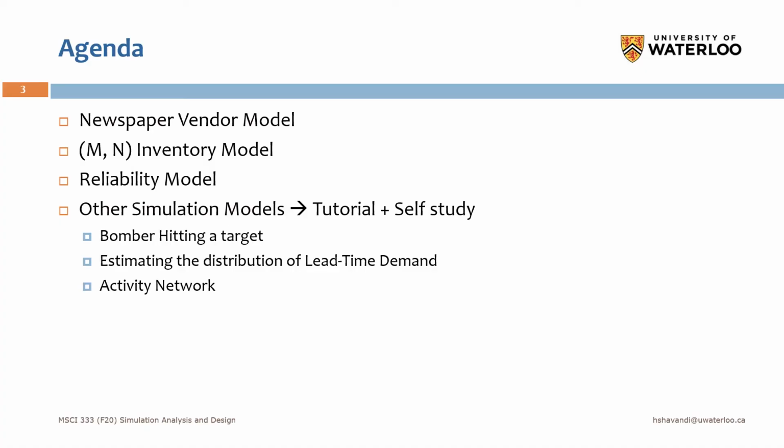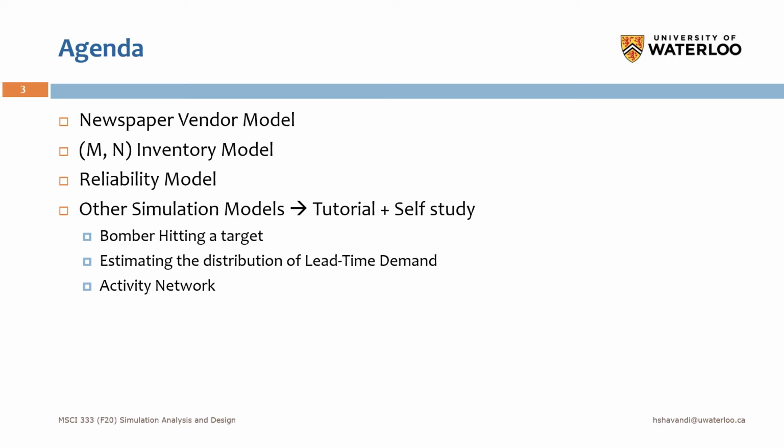Here we will have these models. At first, we will see how we can simulate a newspaper vendor model. You had this model in your previous course, MSci 334, and there you saw how we can obtain the optimal solution for this problem in a simplified version, right? But here we will see a more complex version of this problem, and since it's complex, we can't apply the optimal solution here, so we will solve this problem through simulation. We'll see how it works.